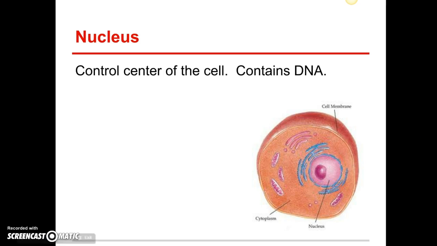Now your nucleus, the boss of the cell, the control center of the cell. This contains your DNA. This is where we make ribosomes. This is where all the magic happens.